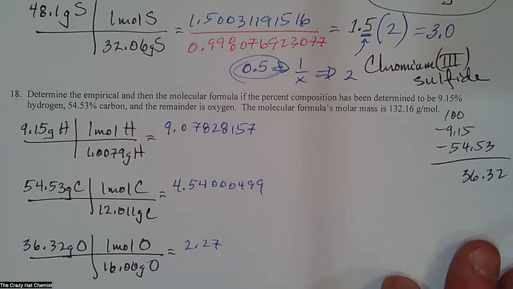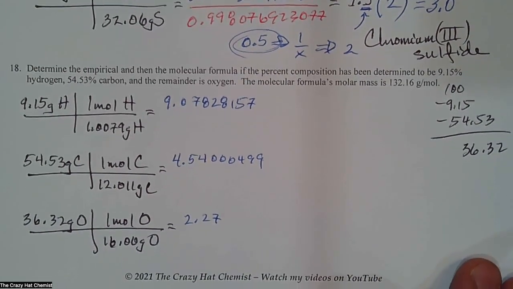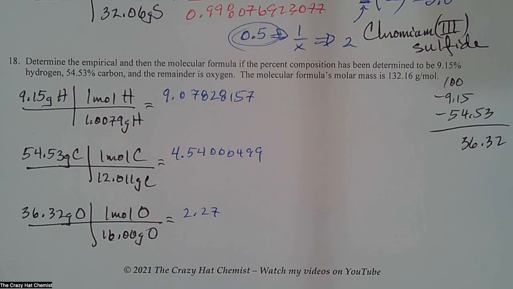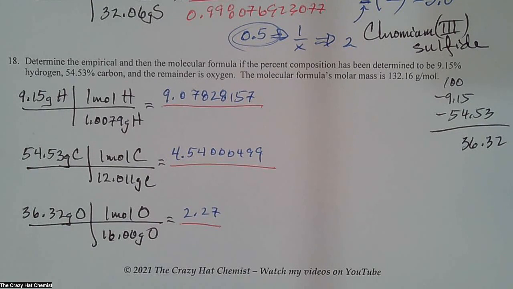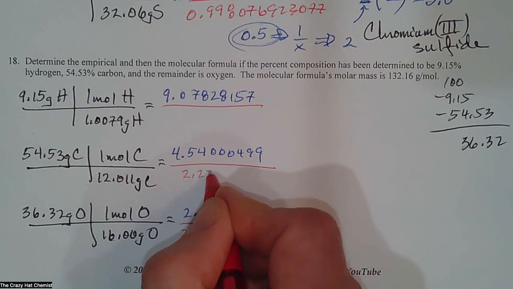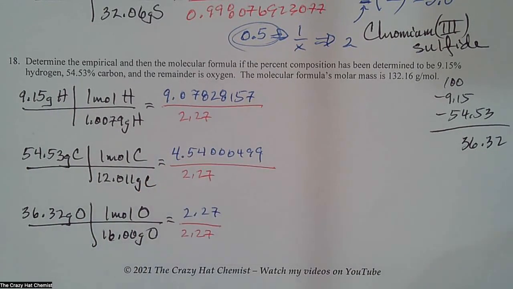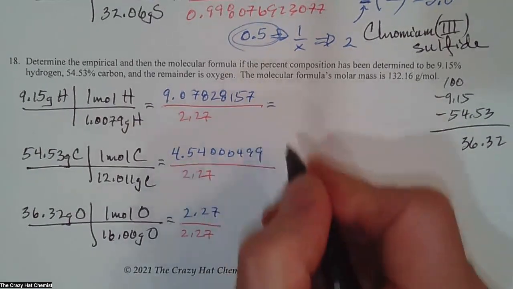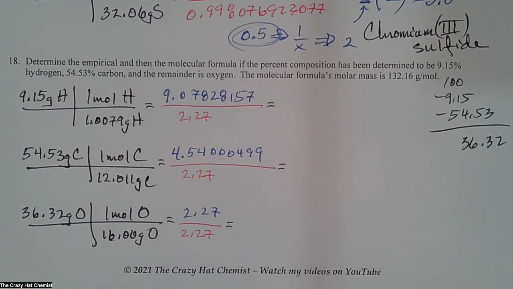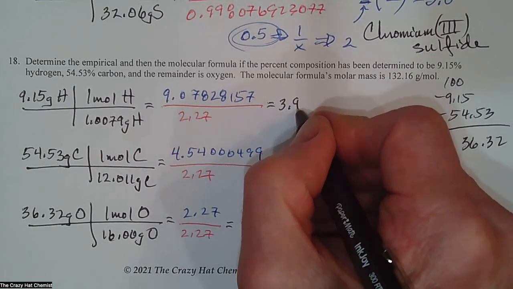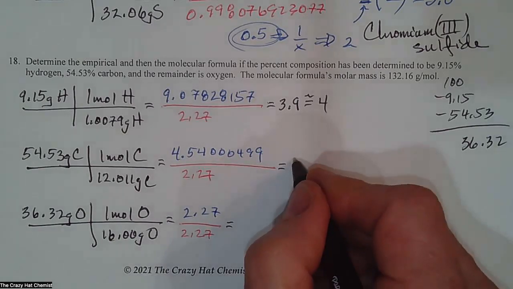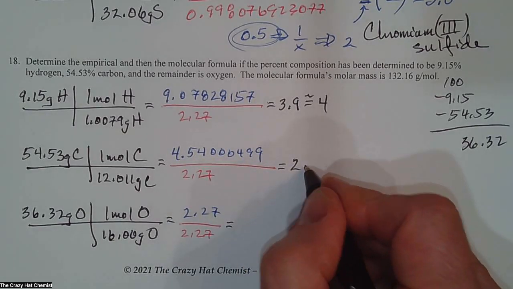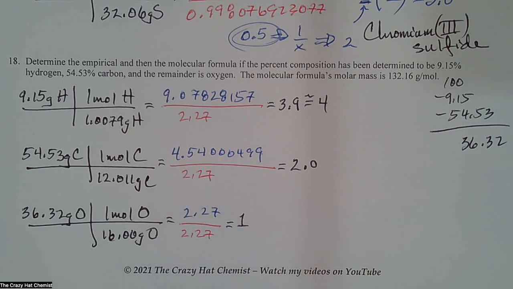So again, our rule for these problems is the simplest whole number mole ratio. So that means I need to divide all of these by the same smallest number, which in this case is really nice because it's 2.27. And I am going to get the following numbers from that division. I'm going to get 3.9, which will be 4. And then I will get 2.0, so that's good. And then this one is exactly 1.